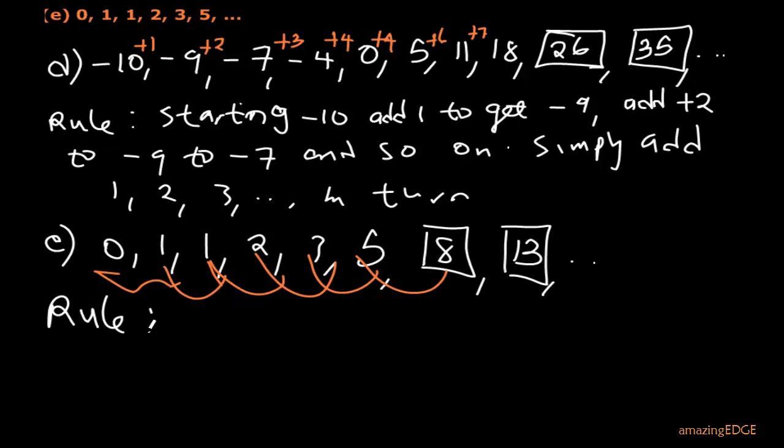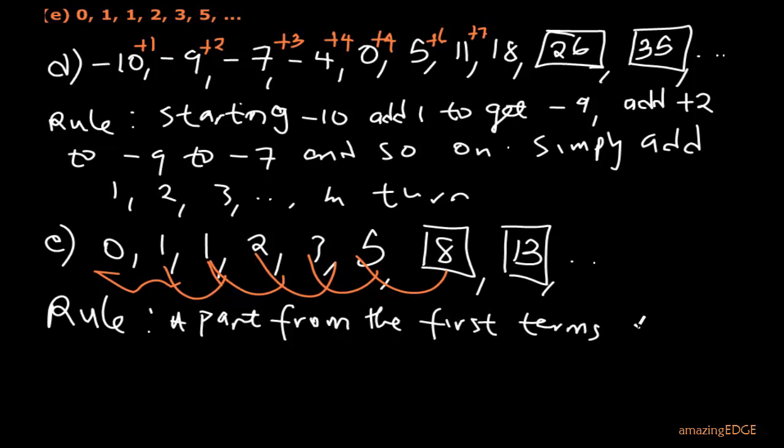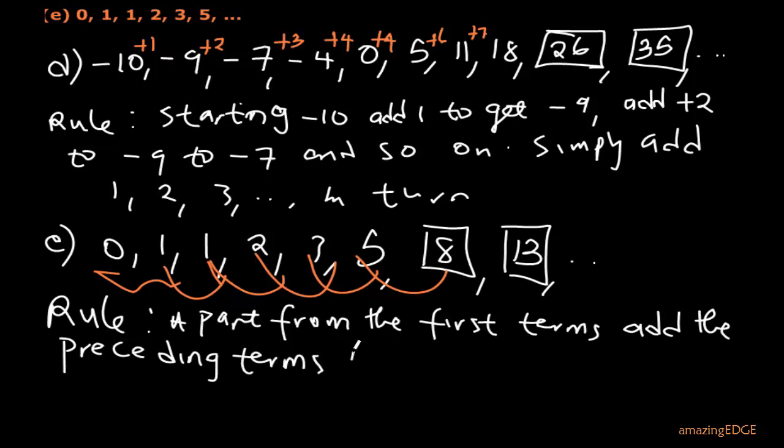If you look at this sequence, you see that you have 0, you have 1. It is 0 and 1 that I added in order to get 1. Then I added 1 and 1 to get 2. So what I'm trying to say is that the first two terms must be given in order for you to get the other terms. So we can say that, apart from the first two terms, you add the preceding two terms to get the next term. That's how it works.